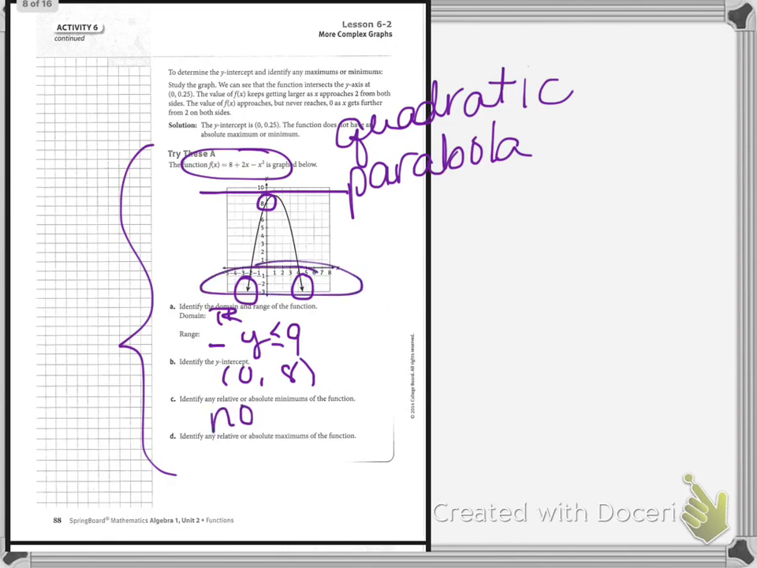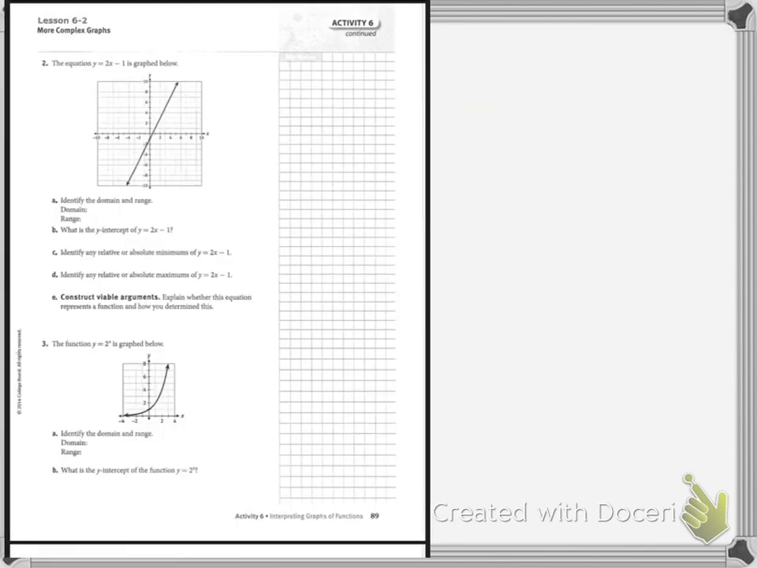So we don't have any minimums, but we do have a maximum, which, remember, maximums are just the y value. So what is the highest y value? Well, we said it goes all the way up to 9. That does not have to be written as a coordinate point because it's just the y value. So hopefully you did okay on that one.